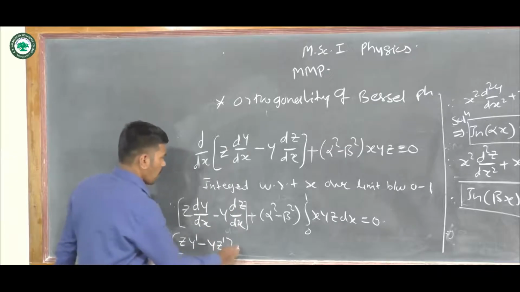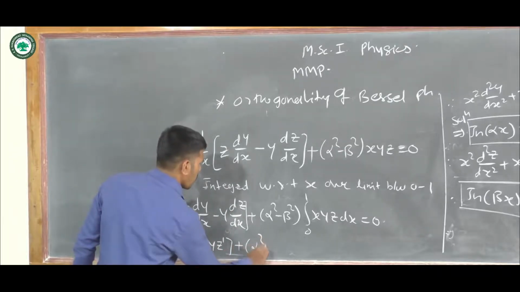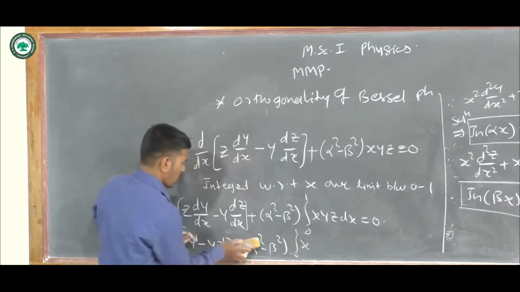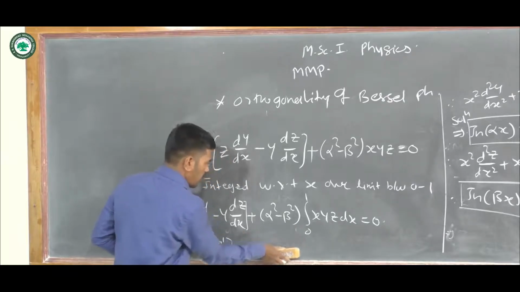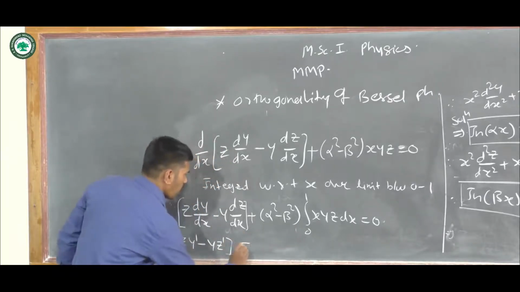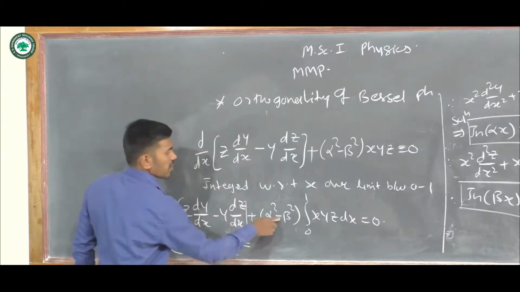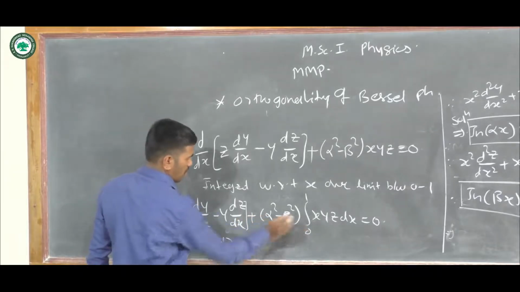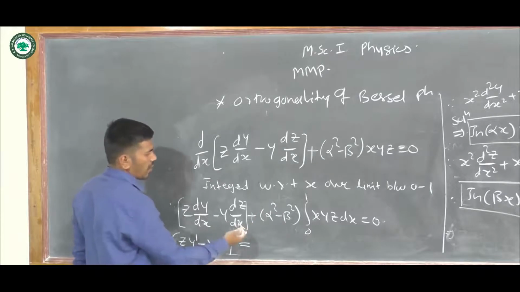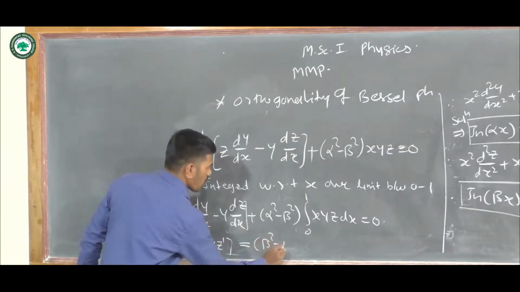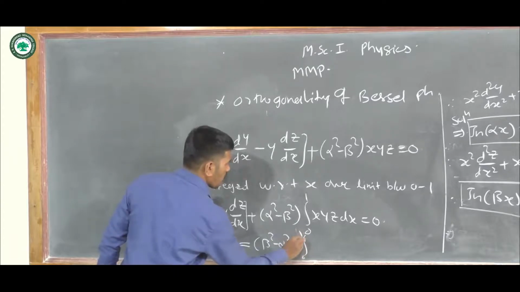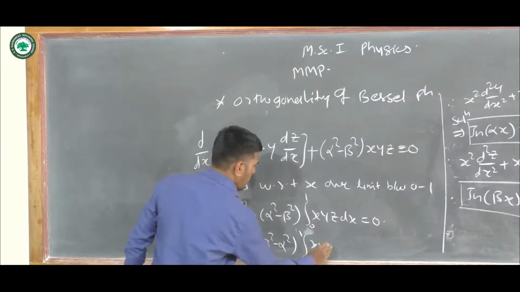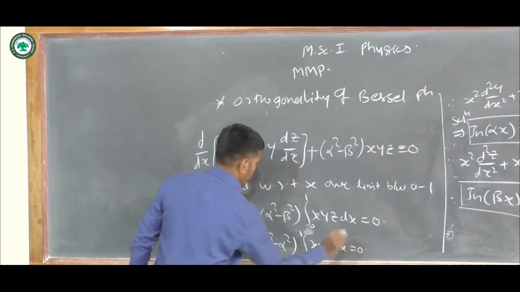Okay, so plus alpha square minus beta square integration over 0 to 1 x y z dx, or also we can write it as minus in bracket alpha square minus beta square, sorry, minus in bracket these things. Okay, so if I multiply with the minus, it is beta square minus alpha square integration over 0 to 1 x y z into dx is equal to 0.